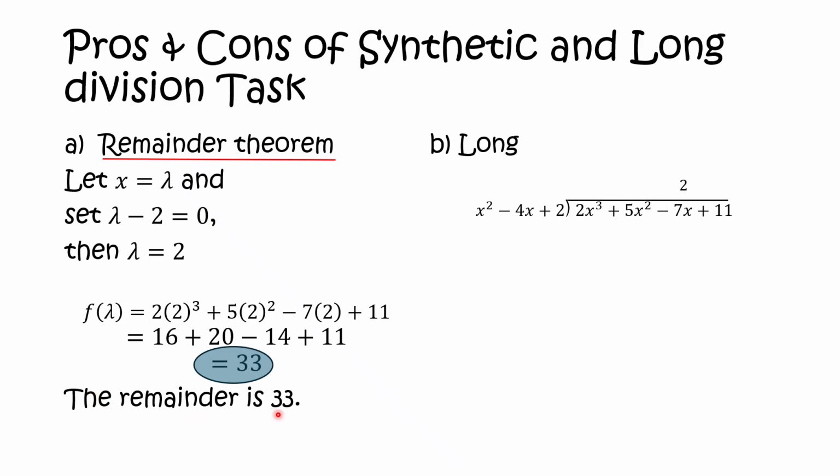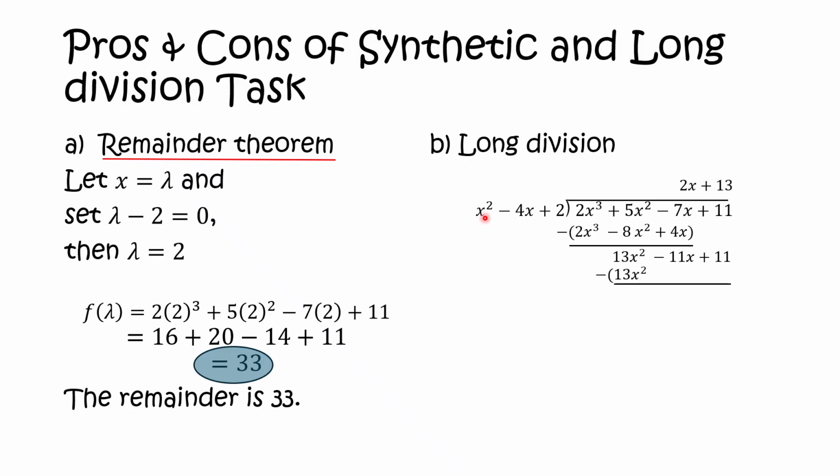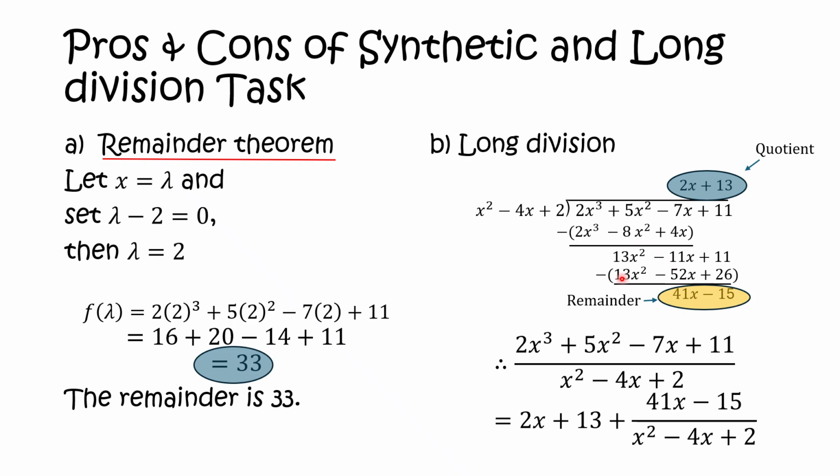Going to part B, the long division. You know that with the long division, we consider the leading terms of the divisor. That is what we would use in dividing the dividend terms individually. So we'd go about it and get the answer as 2x plus 13. That is our quotient, and our remainder is 41x minus 15. So make sure to check out our long division video for more details.